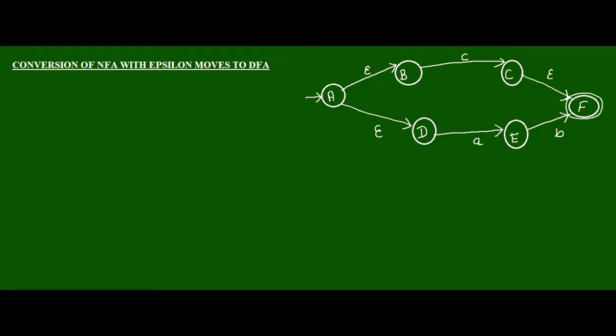In this lecture, I am going to give one more example for conversion of NFA with epsilon moves to DFA. The question is given over here. For this NFA with epsilon moves, we are going to find the DFA. In this example, there are two inputs, one is a and another one is b. And we have A as the initial state and F as the final state.